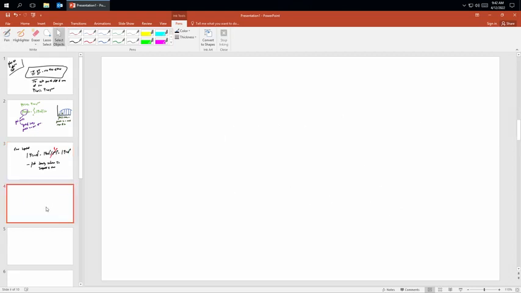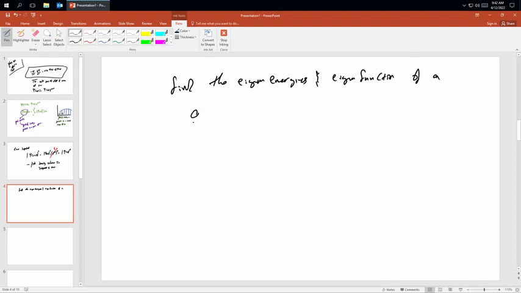So basically, the question is usually: find the eigenvalues or eigenenergies and eigenfunctions of a quantum particle in an infinite square well.